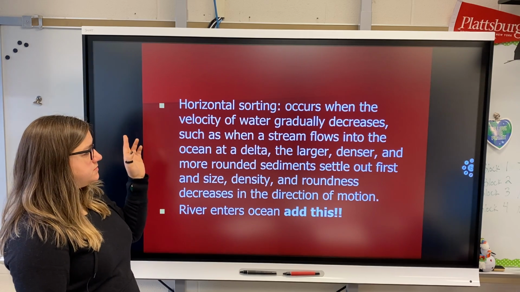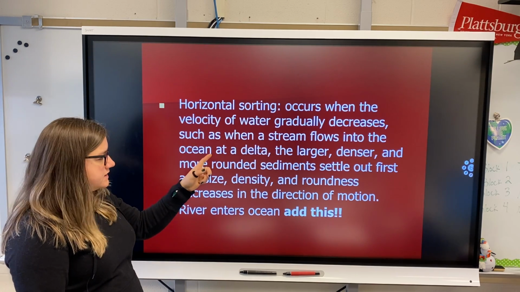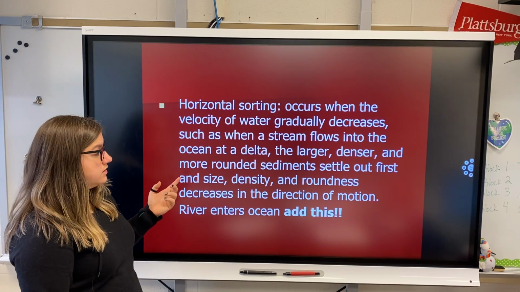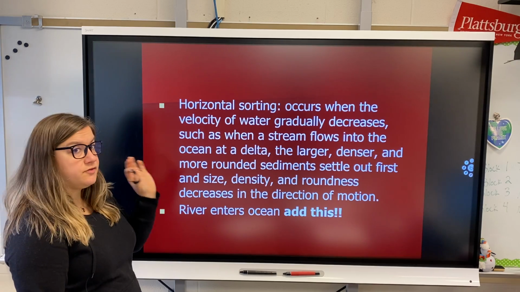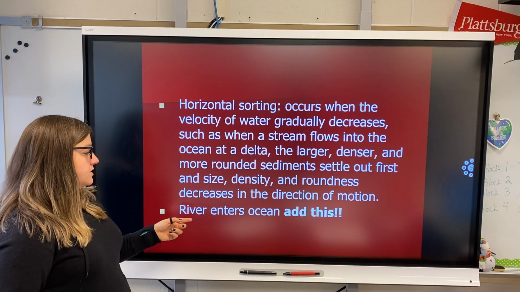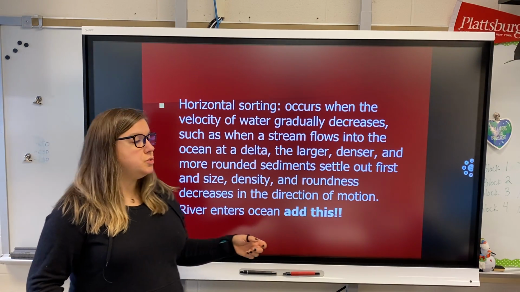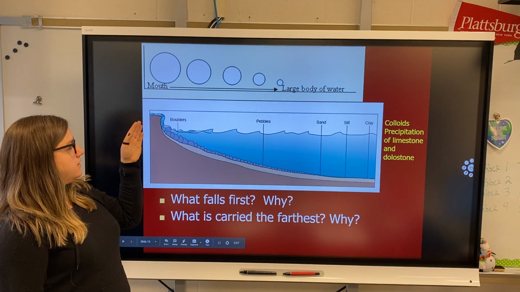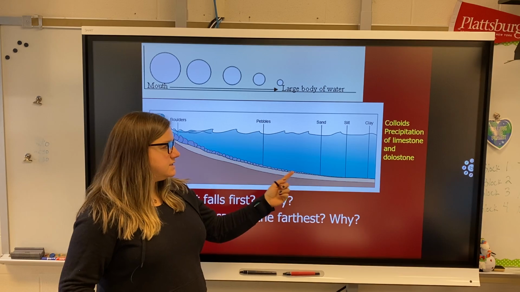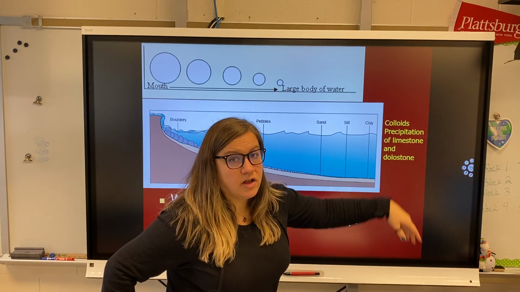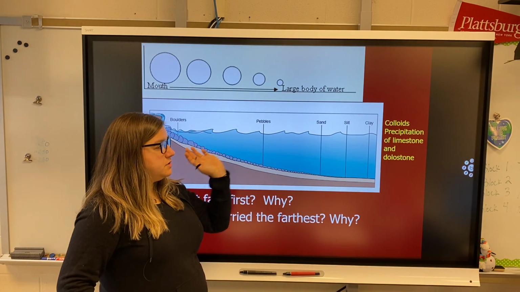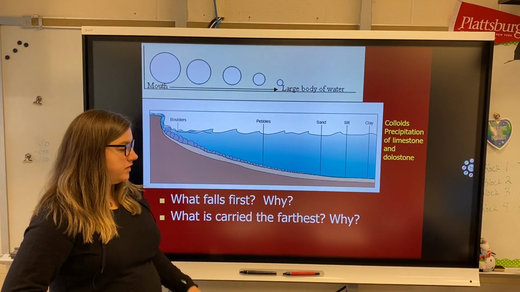Horizontal sorting occurs when the water gradually decreases, like when a stream enters an ocean, like at a delta. The larger, denser, more rounded sediments settle first, and then the farther out you go, it's going to be smaller sediments. So a lot of times this is when a river enters the ocean. So you can see here that the river's entering the ocean. Those larger boulders are first, then you have your pebbles, sand, silt, and clay, and usually dissolved particles, also known as colloids. Those stay suspended basically for a very long time.